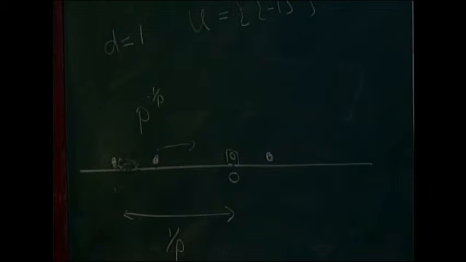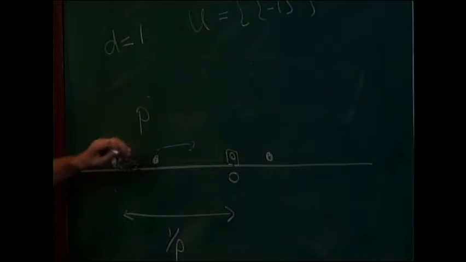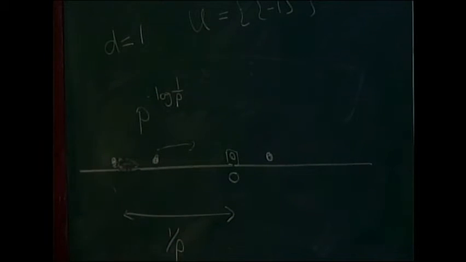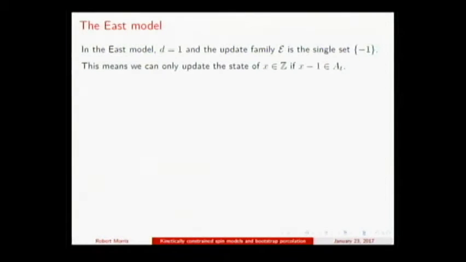Okay, so it turns out the answer is not p to the minus 1 over p, but p to the minus log 1 over p, roughly. Okay, so this is the sort of thing we're studying. Let me have a slide about that. So the slide's going to say exactly what I said. So the East model, it's one-dimensional. The update family is just a single set. So you can update if the guy on the left is infected at time t.